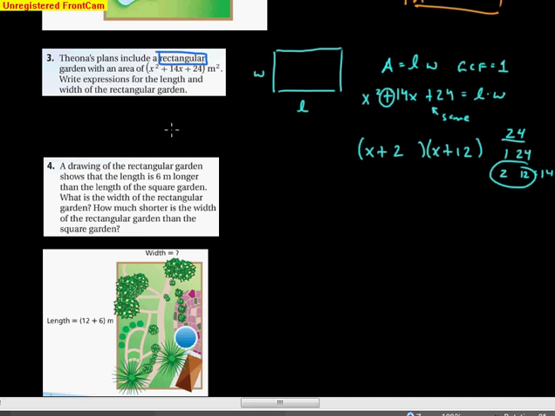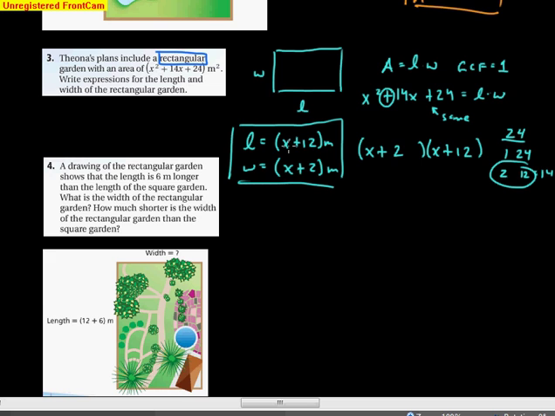So I do not know which one is which. So typically my length is bigger. So I'm going to say that my length is equal to x plus 12 meters, and my width is equal to x plus 2 meters. There we go. So notice they are different because it's a rectangle.